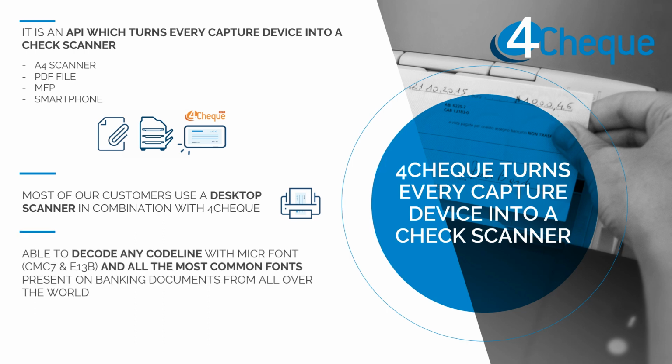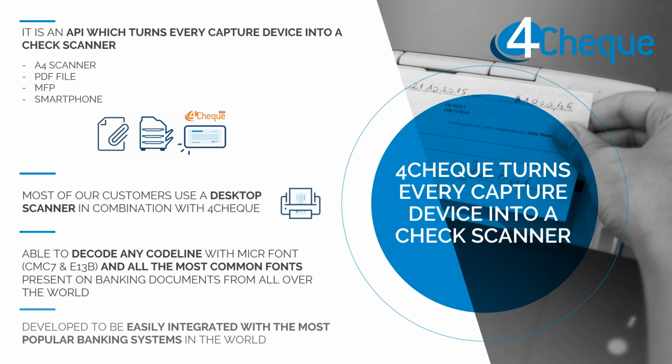4Cheque allows the optimal acquisition of CMC7 and E13B, which are the fonts present in the code line of checks in every part of the world, and all the other fonts that are present in banking documents, such as barcodes, OCR A and B, present, for example, in the AD documents. 4Cheque provides all the functionalities of a traditional check scanner and has been developed to be easily integrated with the most commonly used banking systems.